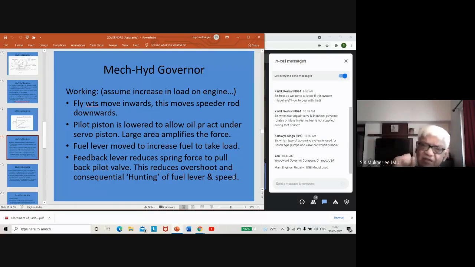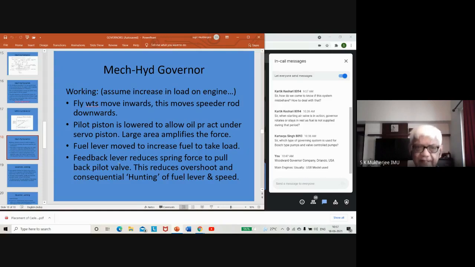See, the moment the servo power amplifier rod pushes the fuel lever, there is going to be a sudden increase in fuel. So, while it is taking action to increase the fuel, there is also action to make the piston rod slow down or stop moving from increasing the fuel. So, this reduces overshoot and consequential hunting of fuel lever and speed.